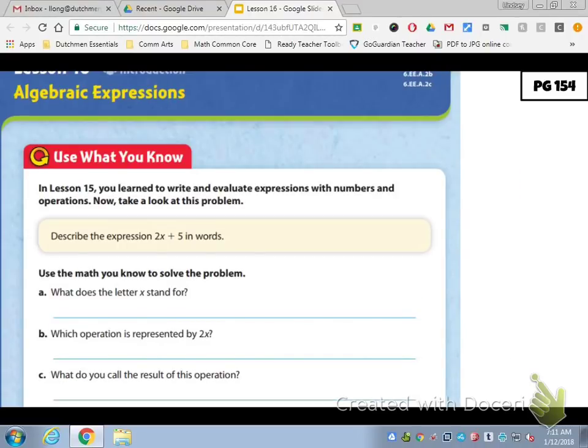So, use what you know to describe the expression 2x plus 5 in words. A says, what does the letter X stand for? So, at this point, X is just representing a number, right? Do we know what that number is? Right now, we don't. So we would say that it represents an unknown number. It could be any number out there.